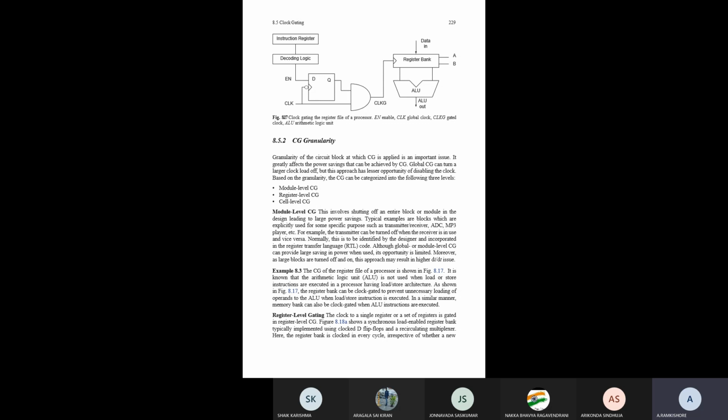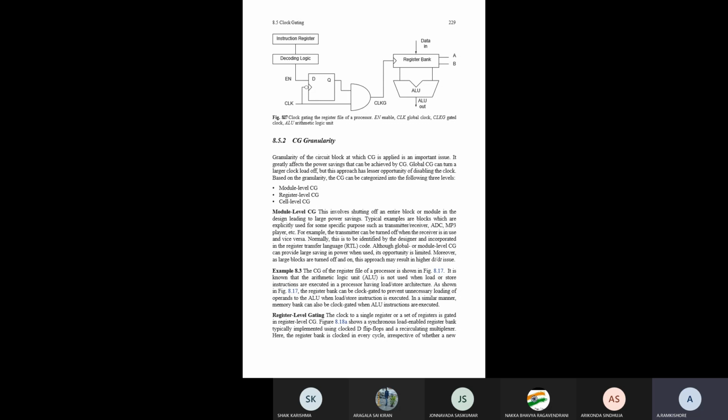The transmitter can be turned off when the receiver is in use, and vice versa. When the receiver is on, the transmitter will be turned off, and when the transmitter is on, the receiver will be turned off. This is identified by the designer and incorporated in the register transfer logic code. Although global or module level CG can provide large power savings, its opportunity is limited.